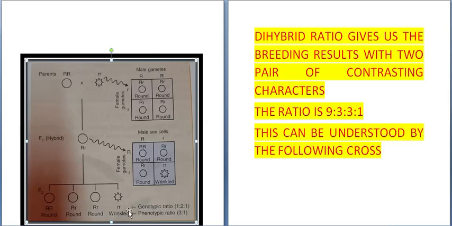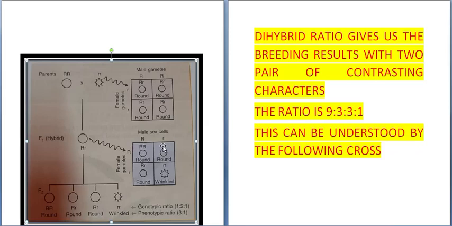So some general principles were arrived at based on these breeding experiments. First was that each pair of contrasting characters depends on a pair of genes. Each individual carries such genes in duplicate. An individual produces gametes or sex cells which have only one member of a pair of genes.